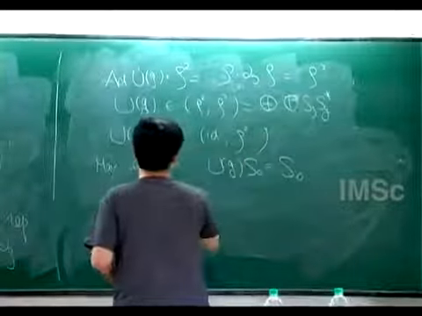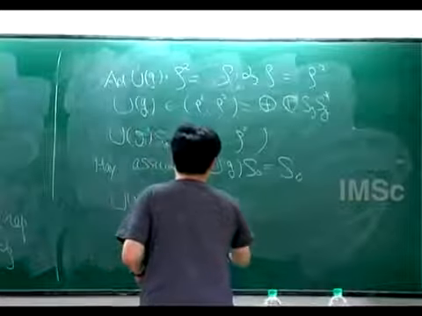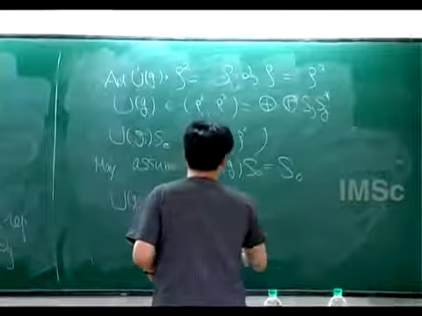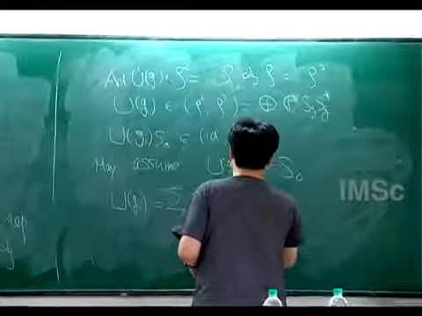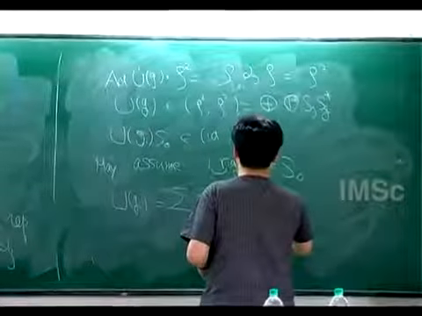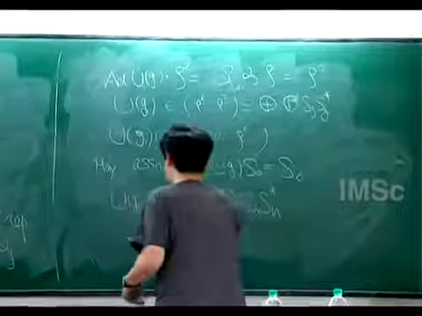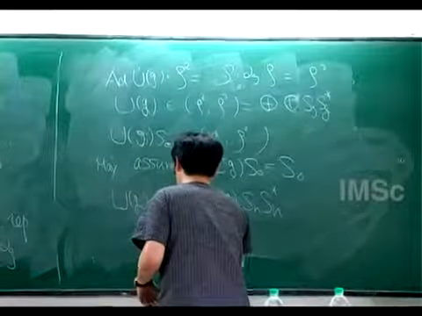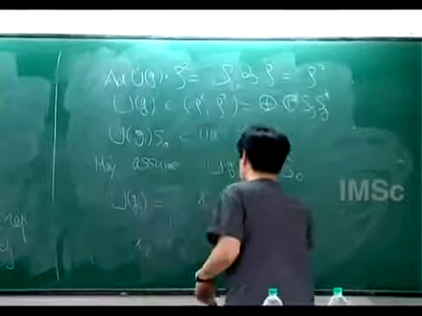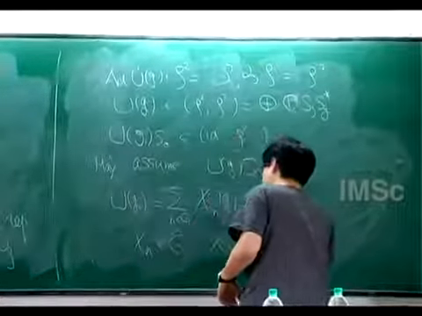So it means that there are characters, one-dimensional representations, satisfying this relation. And okay, this is a character. And by normalization, chi_0 is 1.